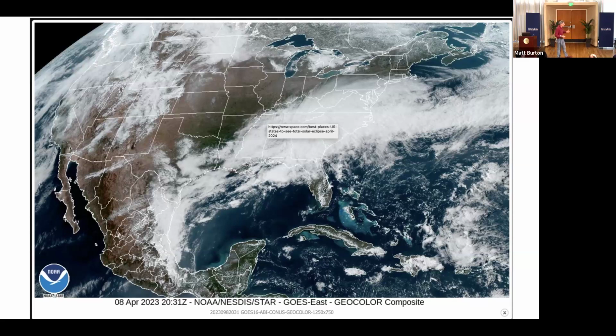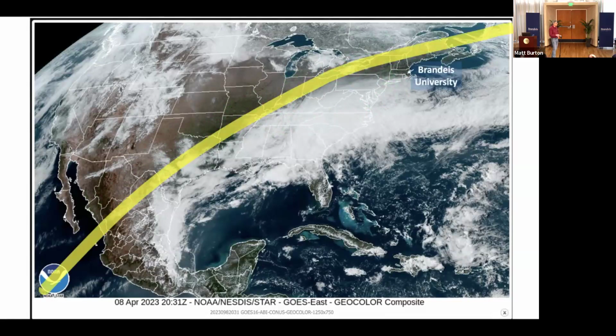Then you ask, what about the weather? So these eclipse people, they take all the NASA satellite imagery from April 8th for the last 10 years, they look at the cloud coverage and then they make a probability distribution. So here's April 8th, 2023. You can see where I'm going, which is right here. And the brown signifies no clouds. And then you can see Boston right here. Here's the path, it kind of goes through Texas, through Indiana. And there's Brandeis University. So, you know, it's not so bad.